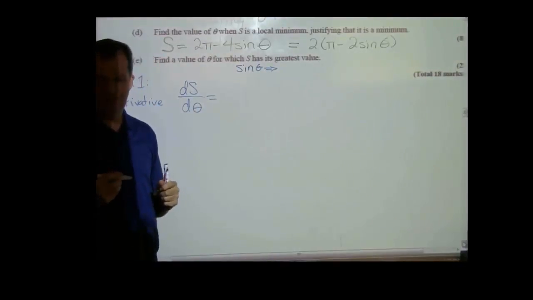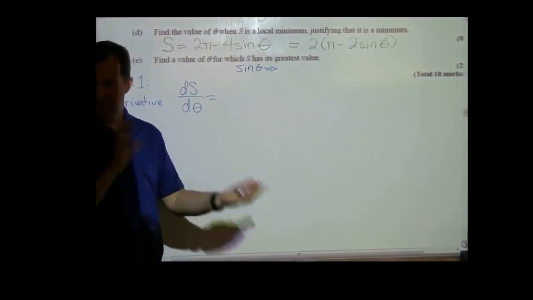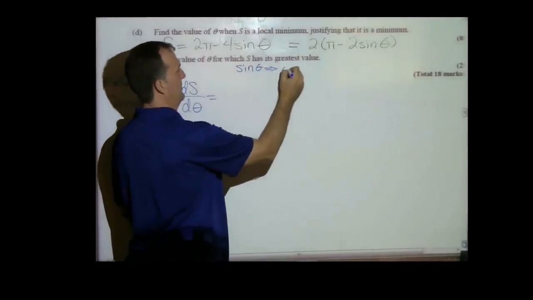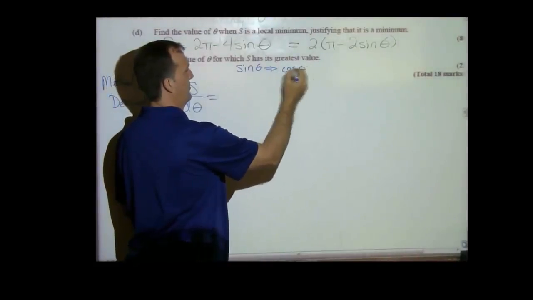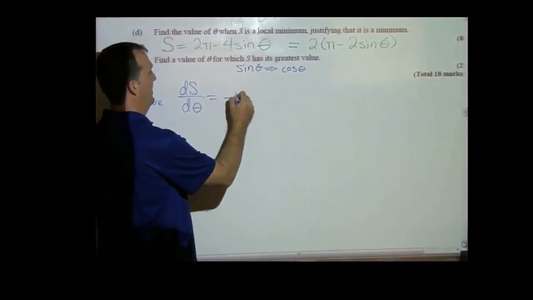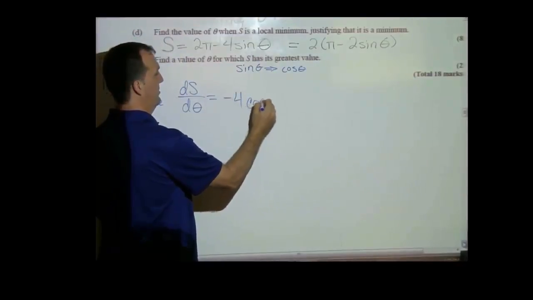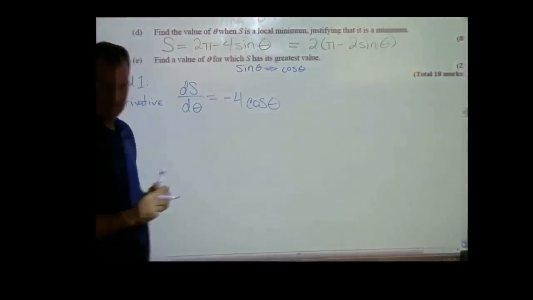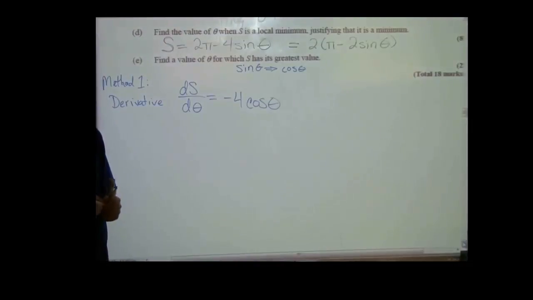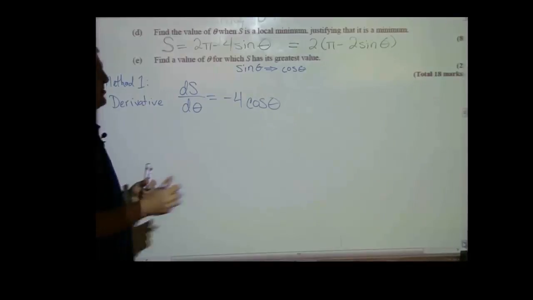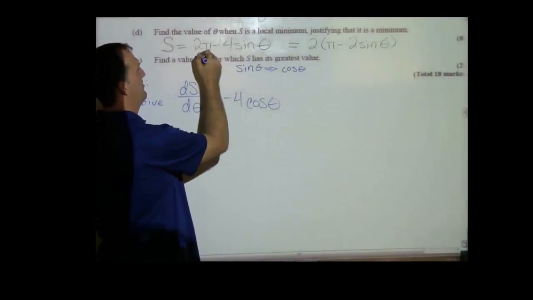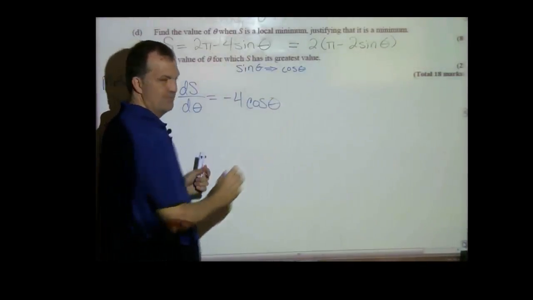So sine of theta, or sine of x, becomes cosine. So we have negative 4 cosine, minus sine, plus sine, plus nothing. This is the product rule. So this became 0. Oh, yeah. Right.